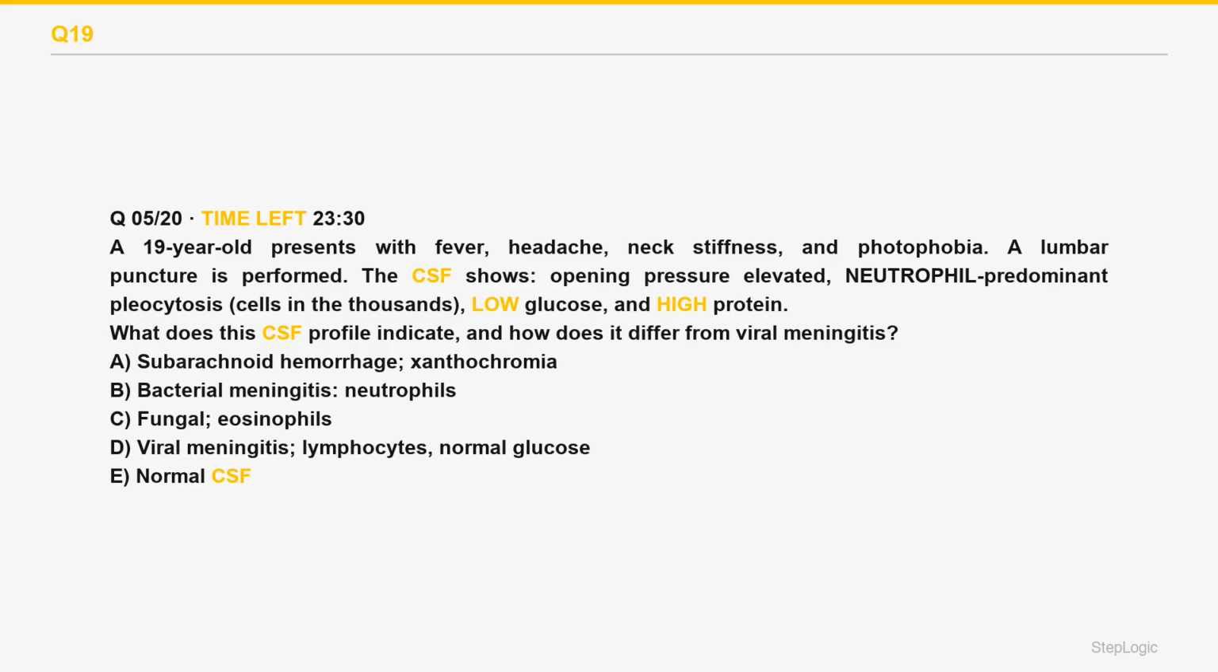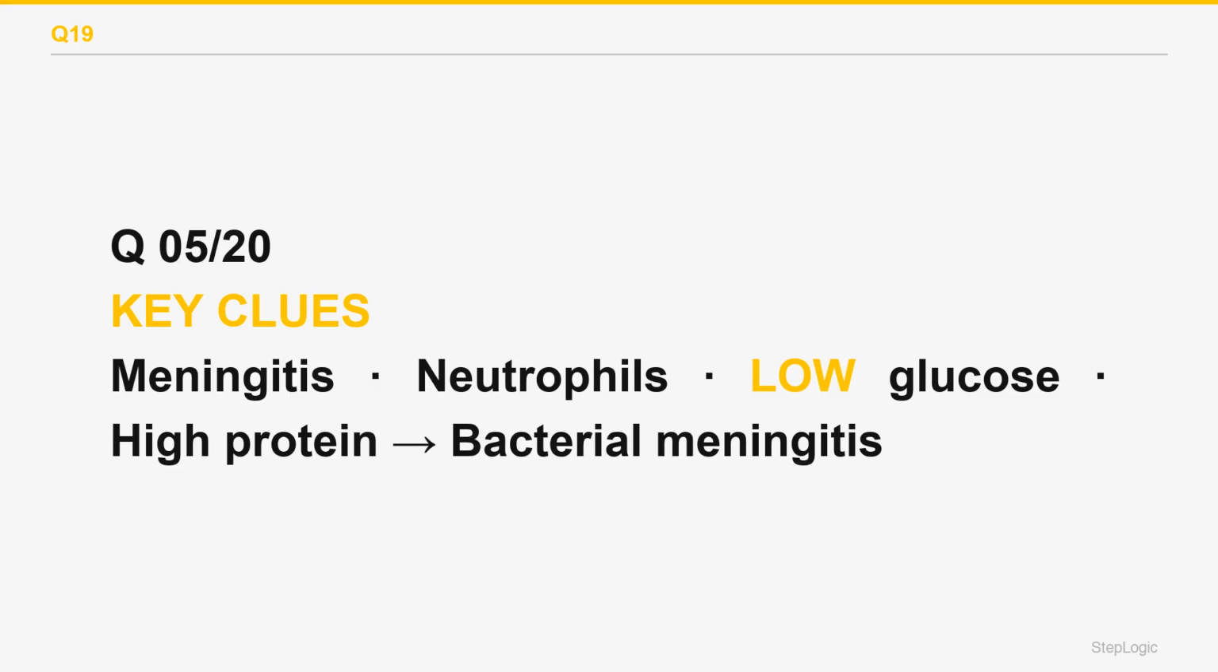What does this CSF profile indicate, and how does it differ from viral meningitis? A 19-year-old presents with fever, headache, neck stiffness, and photophobia. A lumbar puncture is performed. The CSF shows elevated opening pressure, neutrophil-predominant pleocytosis with cells in the thousands, low glucose, and high protein. Read the command: what the CSF indicates and the difference from viral. Neutrophils, low glucose, high protein: bacterial meningitis, versus viral: lymphocytes, normal glucose.